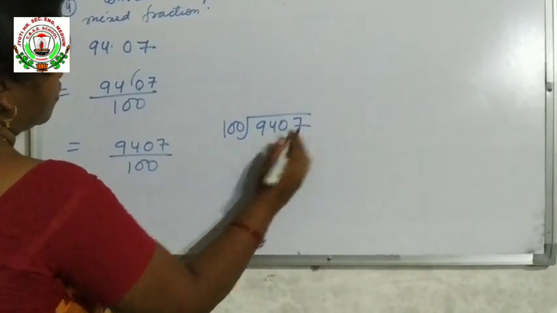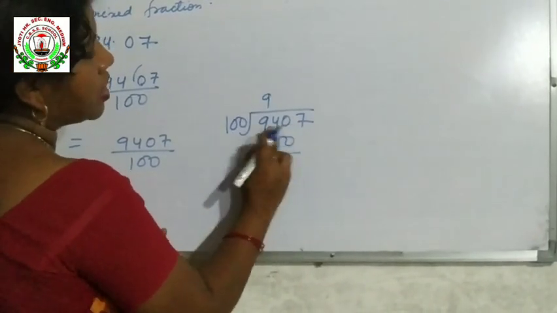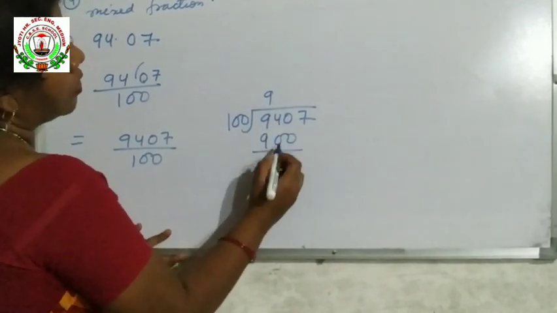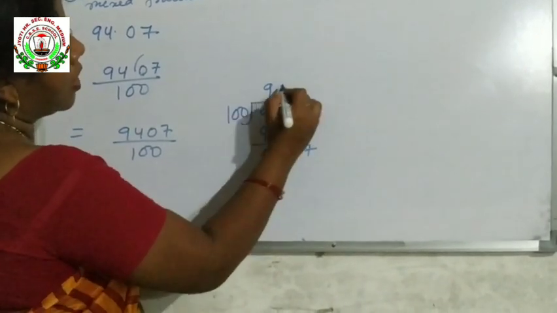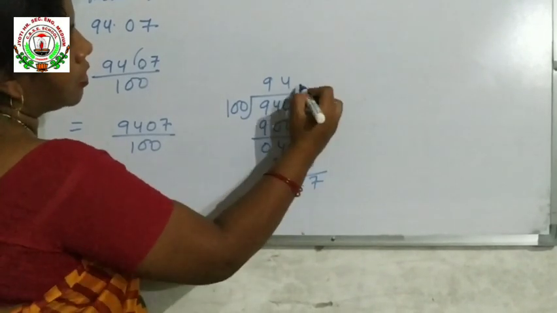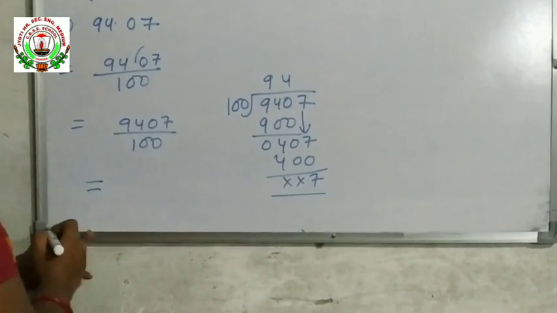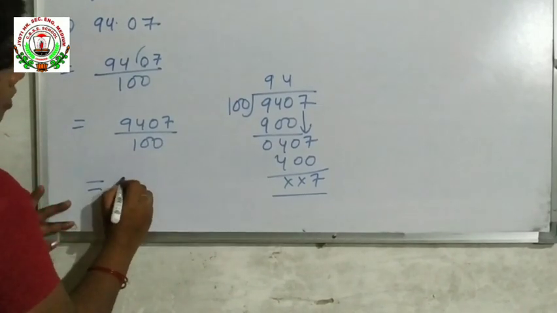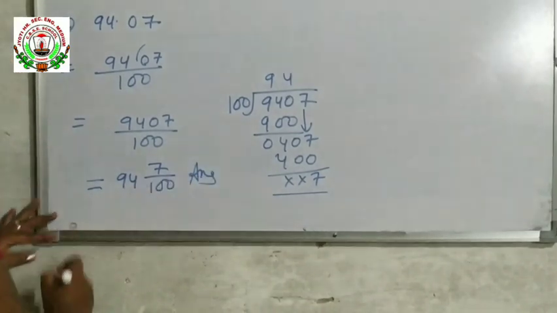So when you read the 100 table, 100 9s are 900. We will take 3 digits because 2 digits is smaller than 100. So 900. After subtracting we will get 40. This 7 will come. 100 4s are 400. Then this 7 will come. It is not divisible. So what will come? It is your quotient, it is the remainder, it is the divisor. So 94 7 by 100. This is the answer. Understood?